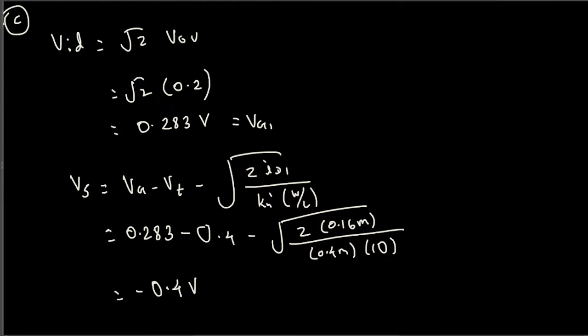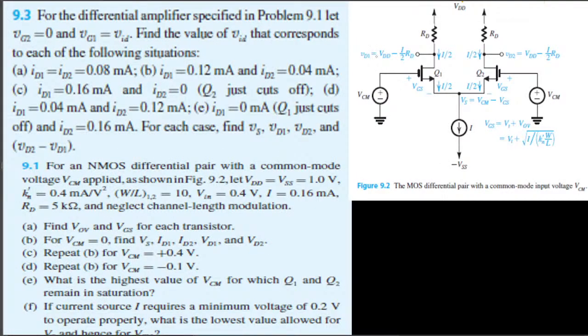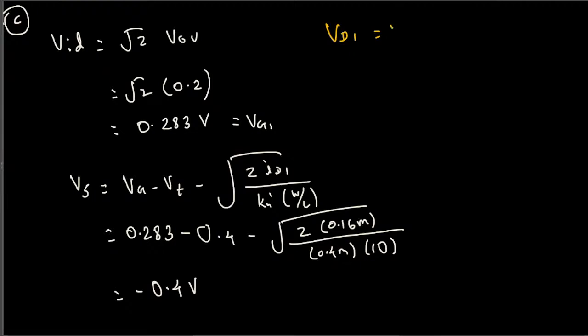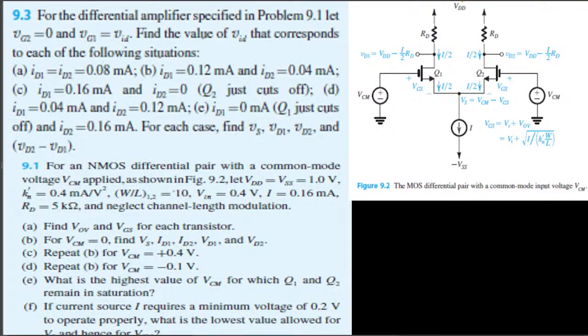And the next thing we have to find out is VD1 and VD2. To find out the VD1, we plug in this equation. VD1 is equal to VDD minus I divided by 2 RD. This is I divided by 2 because that's the current flow through this, but the current flow through this is already provided to us in the question, that's 0.16. So instead of I divided by 2, we have to plug that one in. So let's write this equation first. VD1 is equal to VDD minus I divided by 2 times RD, and VDD is 1 voltage, that is given in this question right here.